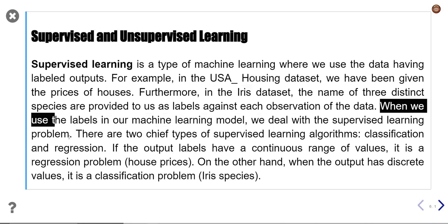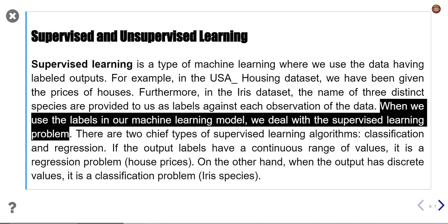So when we are using labels, what do labels mean? You want to predict something from the data set. You have a lot of attributes, and you want to predict something. So whenever you want to predict, that is supervised learning. Make sure you are very clear on this. When we use the label, meaning the attribute that you want to predict, that is automatically supervised learning.